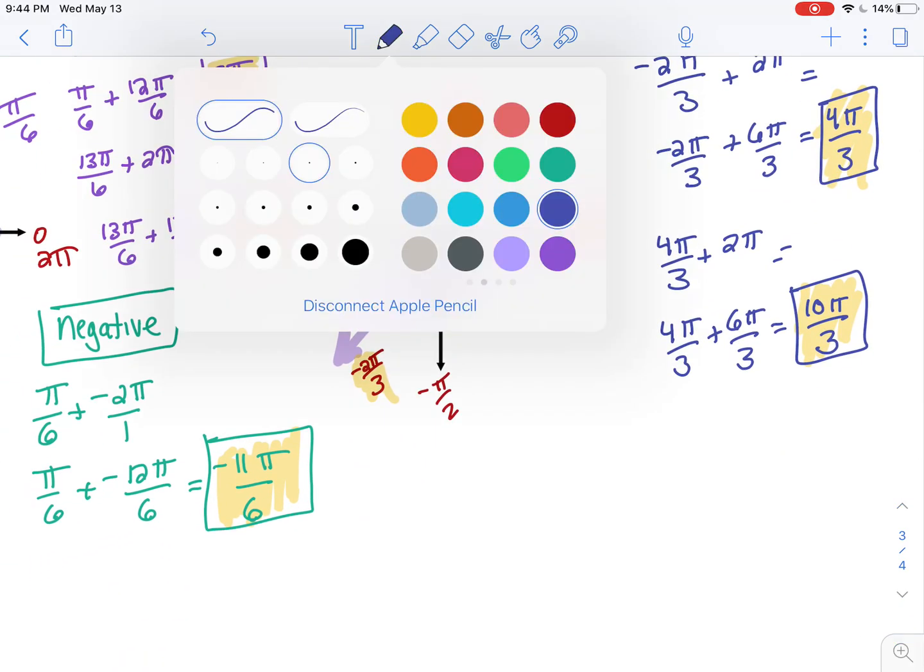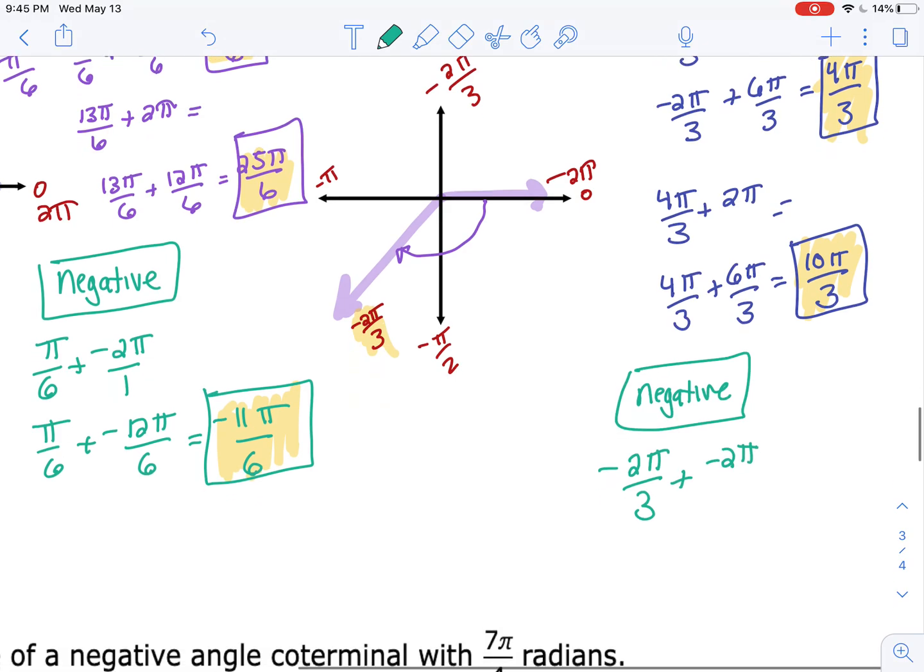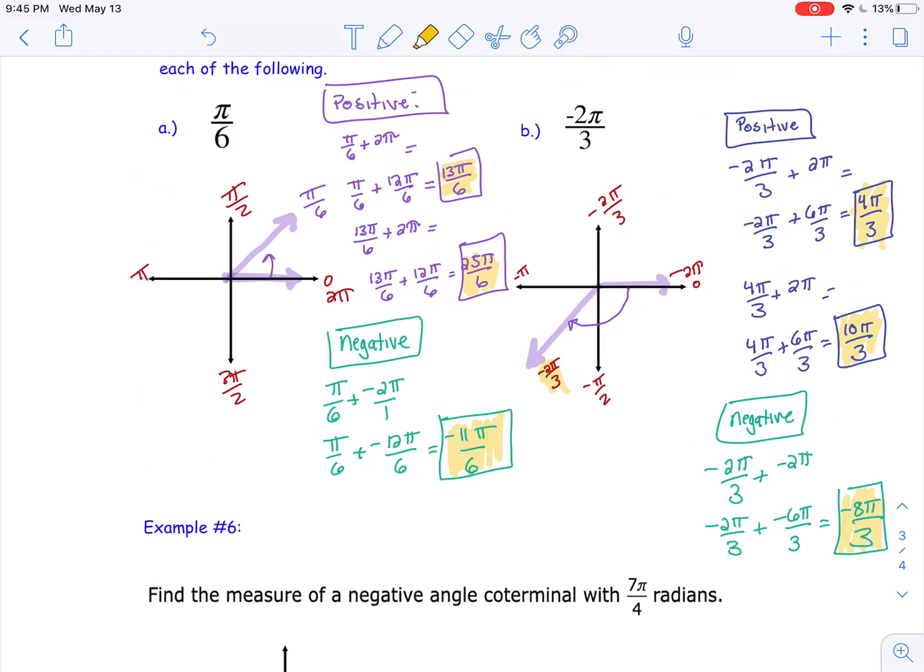Now we need to find a negative coterminal angle. So if I'm finding a negative, I'm going to add a rotation of negative 2 pi. So negative 2 pi over 3 plus a negative 2 pi. Getting common denominators, I'm going to have negative 8 pi over 3. And once again, that's coterminal to negative 2 pi over 3.